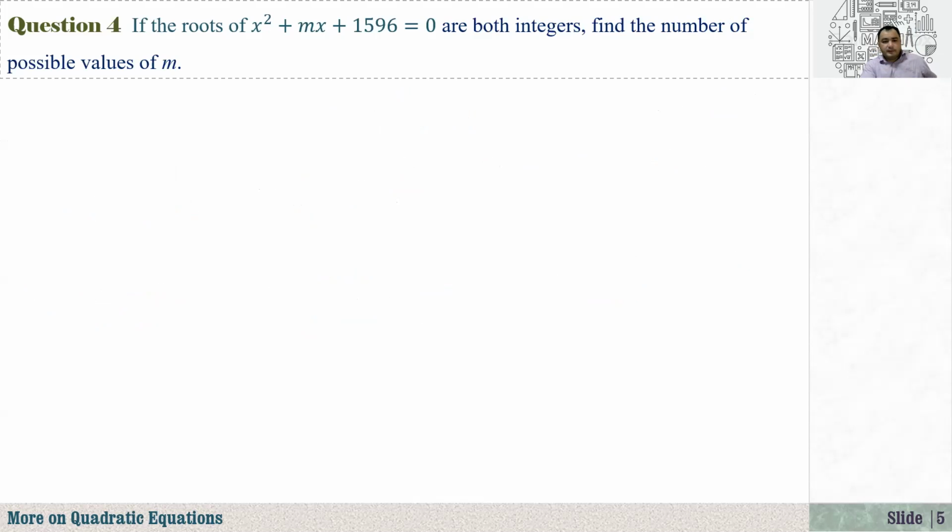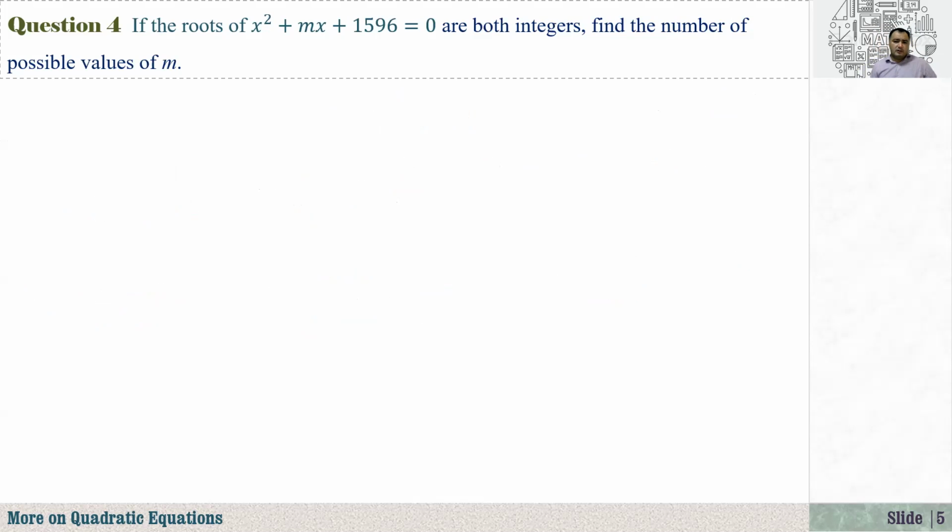Okay, question 4. If the roots of x squared plus mx plus 1596 is equal to 0 are both integers, that means including positive and negative, find the number of possible values of m.